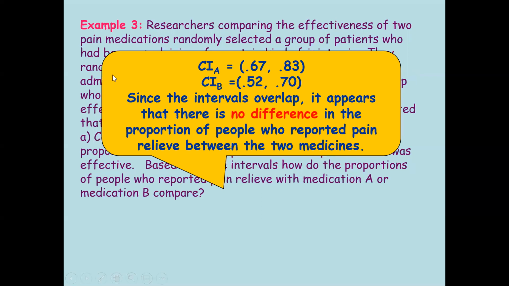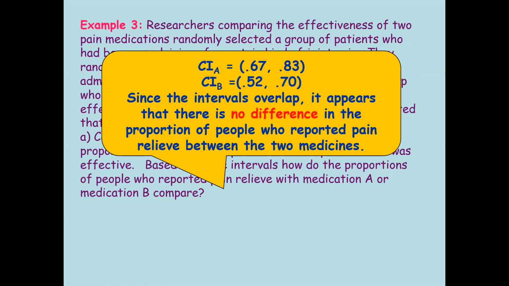So if we were to, using your calculator, conduct a confidence interval for A, we would get values between 0.67 and 0.83. Conducting a confidence interval for B, we get 0.52 to 0.7. Since the intervals overlap, notice that 0.7 is within both, it appears that there is no difference in the proportion of people who reported pain relief between the 2 medicines. Because we have overlap, there is no difference. No overlap would be a difference. But because I can get some shared values, no difference.